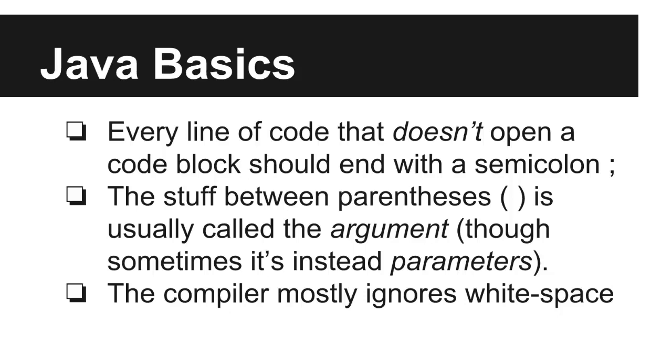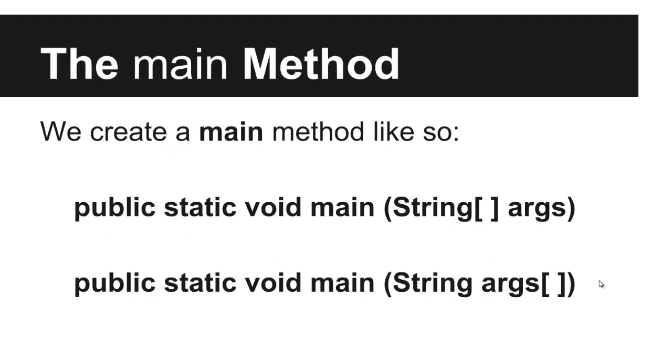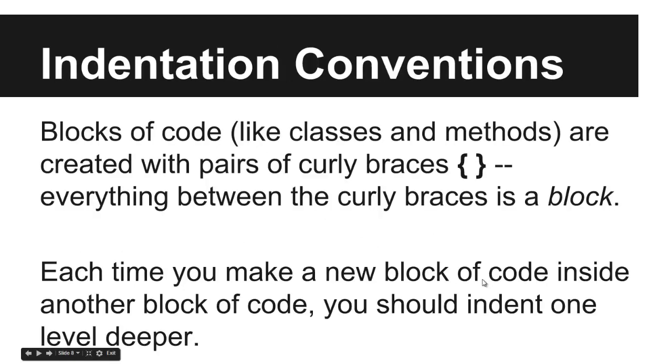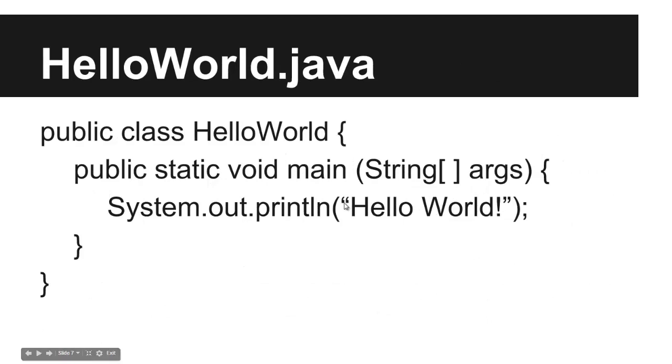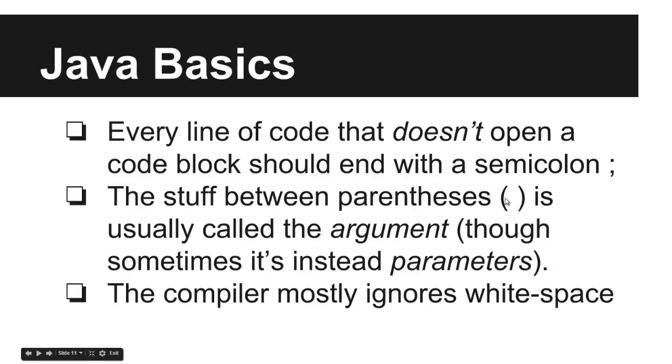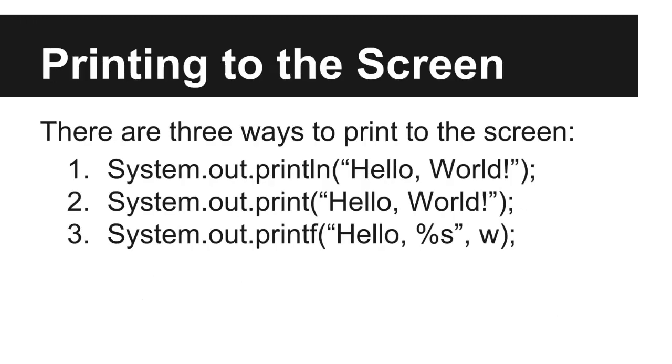And the stuff between the parentheses, like we see in, for example, this hello world, right? This quotation mark hello world, close quotation mark, we call that the argument of the method. Though on occasion, we call that instead parameters, and that distinction isn't going to matter for another couple of months. Then finally, the compiler mostly ignores white space. There's some things that we definitely have to keep together, but if you want to put a couple of blank lines in your code, the compiler does not care. And in fact, other people who look at your code will probably be thankful.